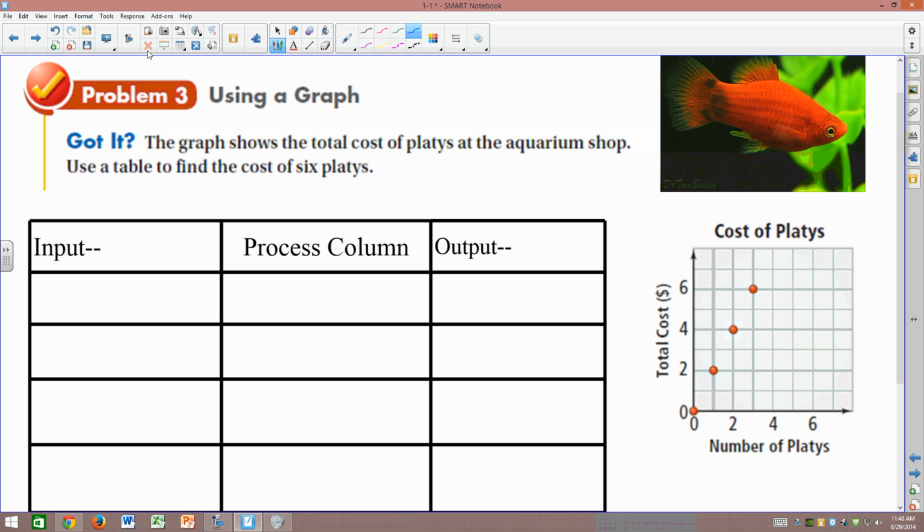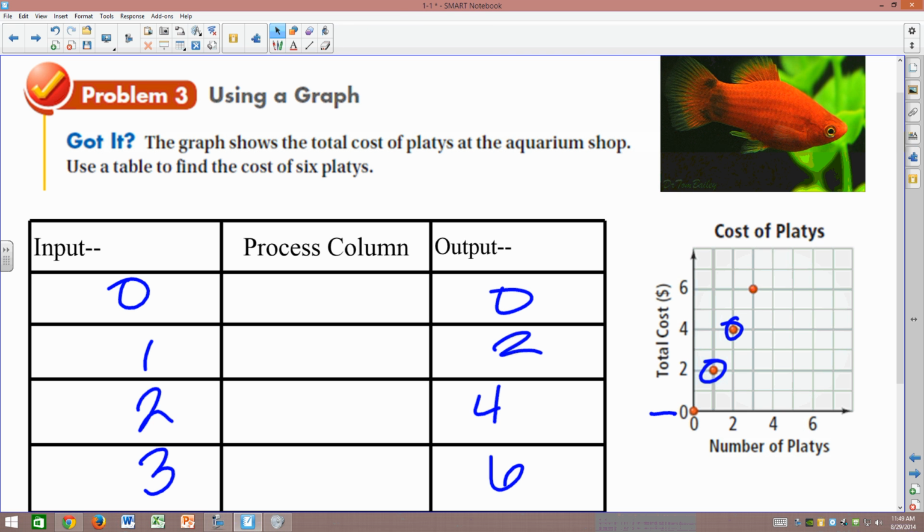All right, we got to find the cost of 6 platies. So we got a chart or a graph here that's going to help us out too. All right, so my first input is 0. They say 0 fish. How much money did we spend? $0. Okay, the next dot they give us looks like the input is 1 and the total cost is 2. Okay, the next dot is 2 and 4, and then 3 and 6.